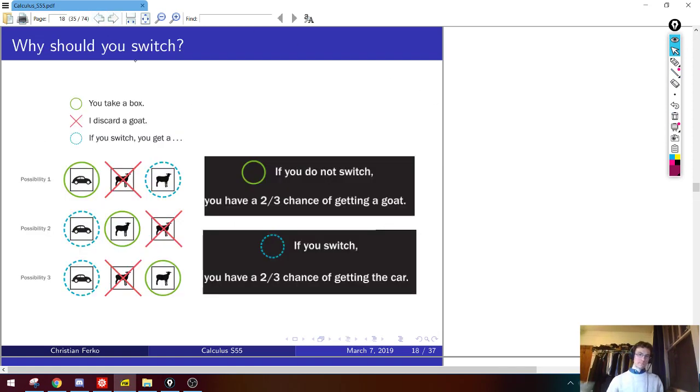Good. What if you came into this problem when there was already a door open? Oh, so if you walked in... Okay, yeah, good. If you walked in and you just see a door open with a goat, and he says, now there's 2 doors left, which one do you want? Then it's a coin flip. Yes.